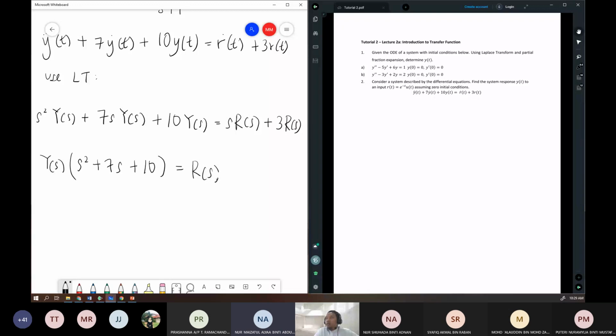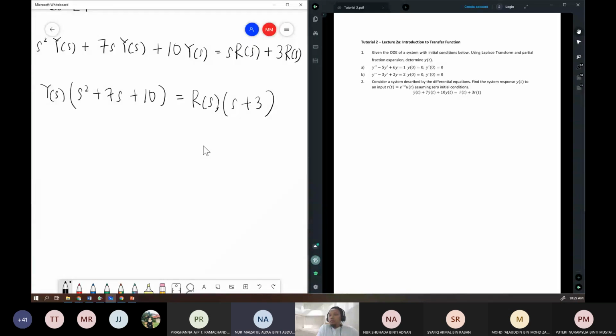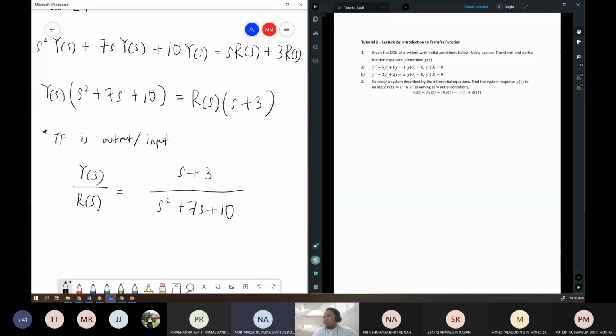And then rearrange to get the transfer function. So the transfer function is output over input, so Y(s) over R(s). So you get (s plus 3) over (s squared plus 7s plus 10). Okay, so this is the transfer function.